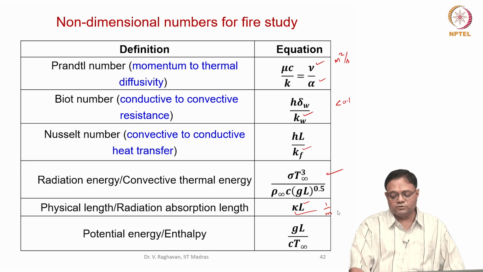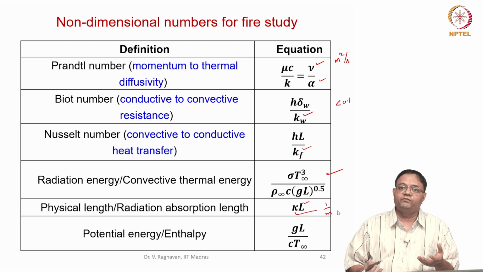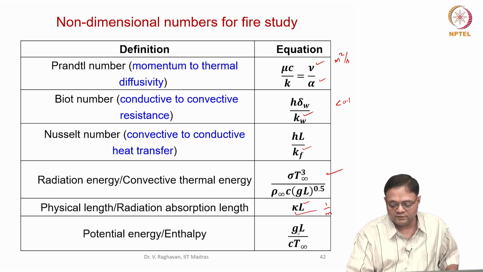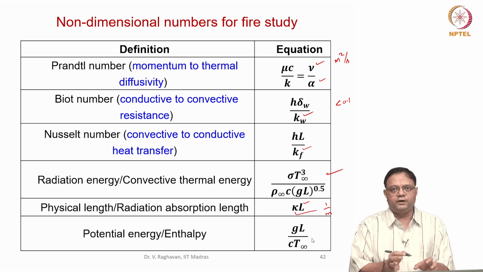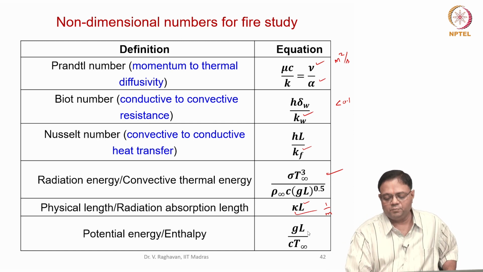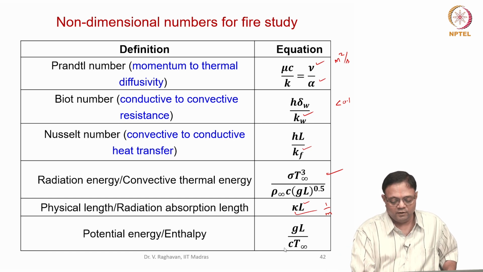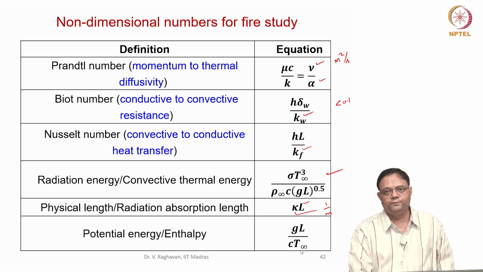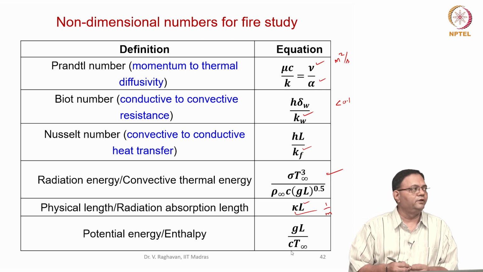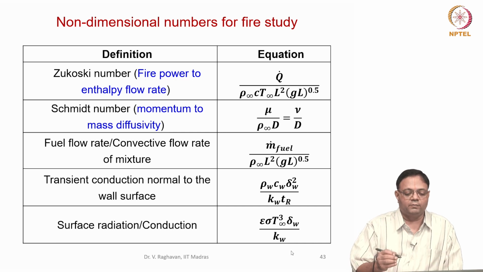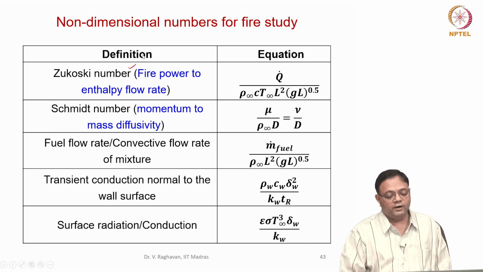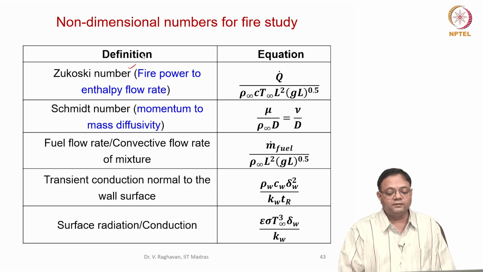Then we have potential energy to enthalpy. See, for example, these non-dimensional numbers can be used for framing the correlations. So potential energy is nothing but mgh. So g into any length scale, that is the potential energy per unit mass, divided by enthalpy per unit mass, which is C into T. Correct? So that ratio is the potential energy to the enthalpy. Okay, now a very important number called Zukowski number, which is the ratio of fire power to the enthalpy flow rate.